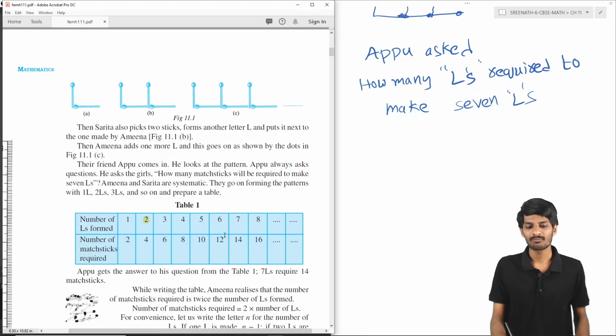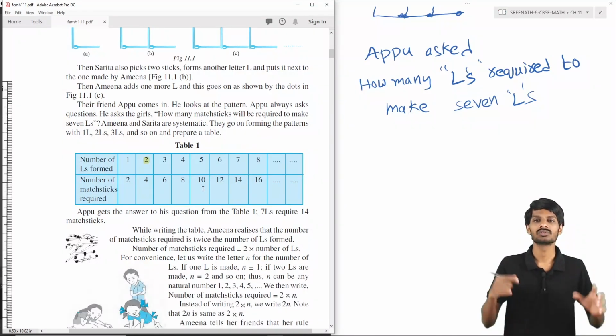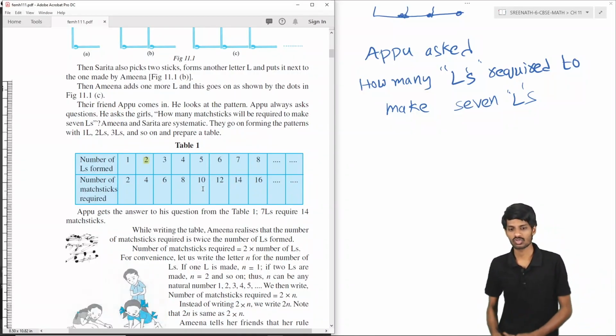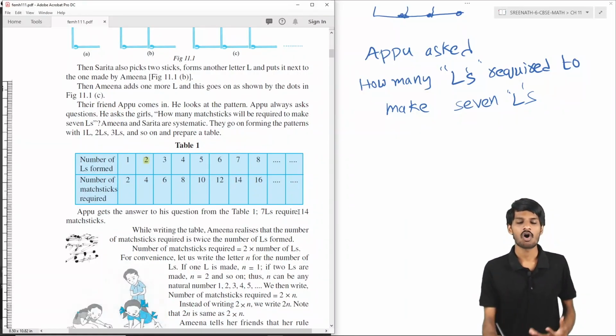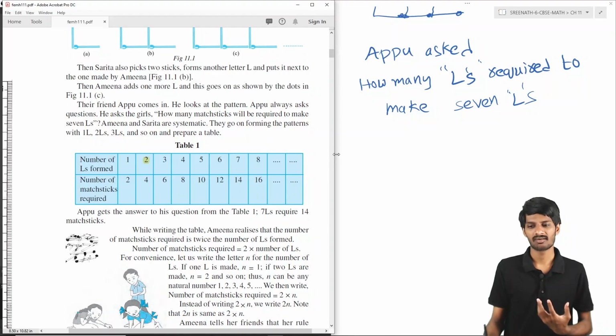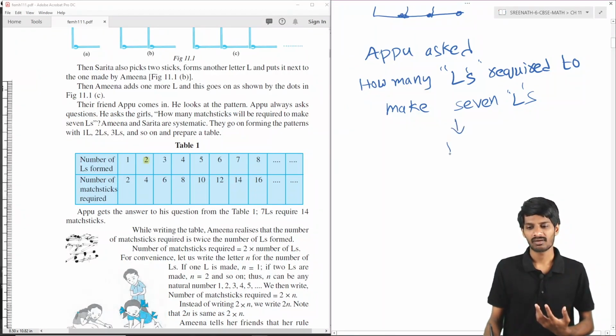So after completing this table, Appu got the answer to her question. So what is the question? How many matchsticks are required to make 7 L's? So we require 14 matchsticks.